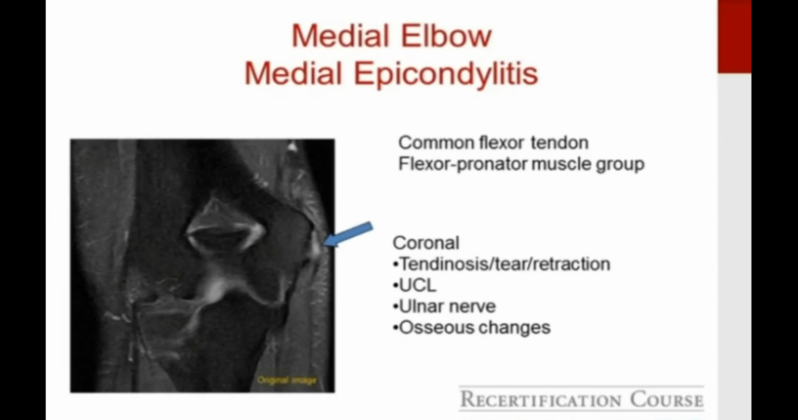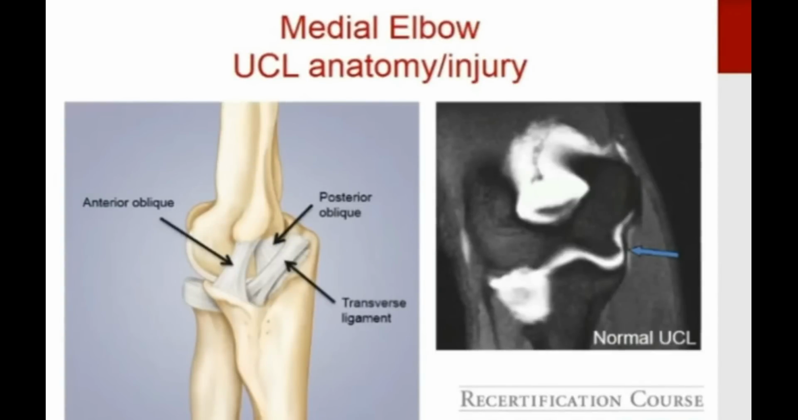On the medial side, we see that there's a high signal within the substance of the common flexor tendon, and this is indicative of tendinosis. Okay, ulnar collateral ligament injury, a common injury in throwers and pitchers.